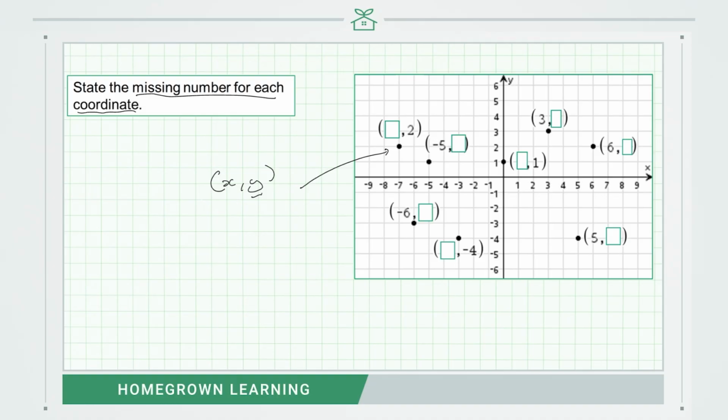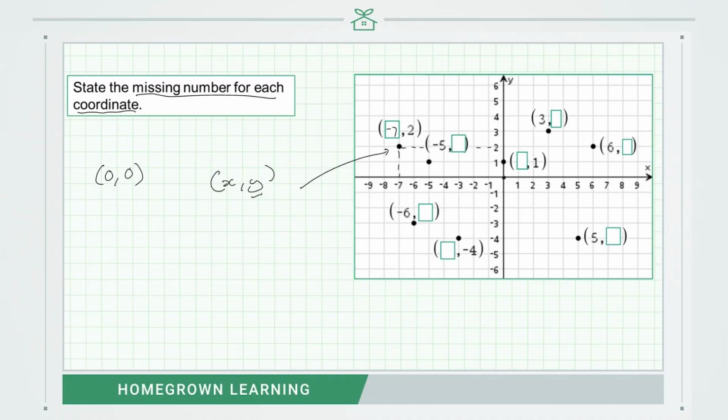We can see the 2 corresponds to how far up this point is. So we've gone up 2, but how far across have we gone? It intersects with this point down here at -7, and it intersects at this point here with 2. So the coordinates of this point are -7, 2. The first one is x, how far along it is horizontally. The second one is y, how far up or down it is.